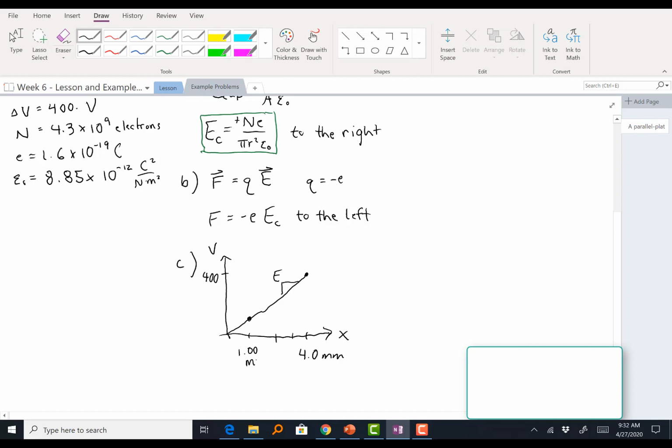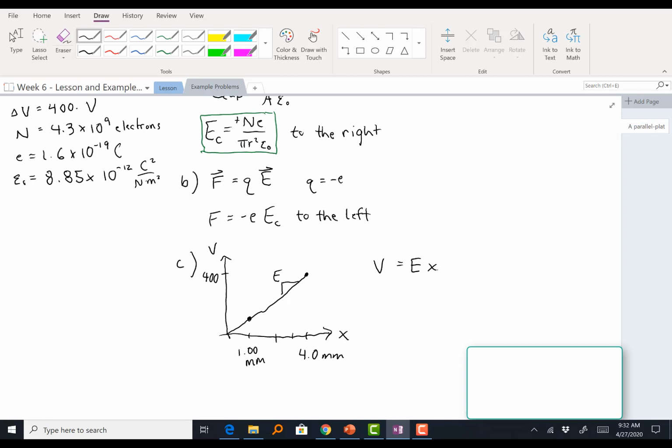So what is the voltage at 1 millimeter? Now, I could do the calculation. I could say the voltage is equal to the electric field times this x direction. So if I've got the electric field from part A, I just multiply it by 1 millimeter, and that would give me my voltage.